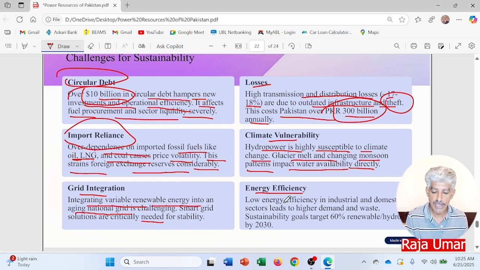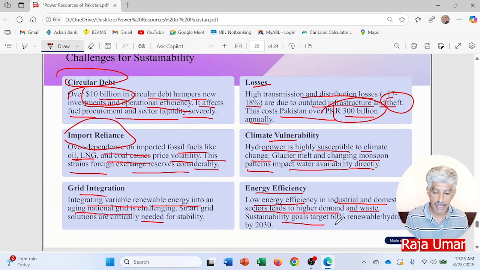So energy efficiency: low energy efficiency in industrial and domestic sectors leads to higher demand and waste, as the industry is also outdated and consumes a lot of energy, and the machinery is outdated. That outdated machinery consumes a lot of energy, leading to more and more demand for energy, and that energy is not available, leading to pressure on industrial production and the power production sector.